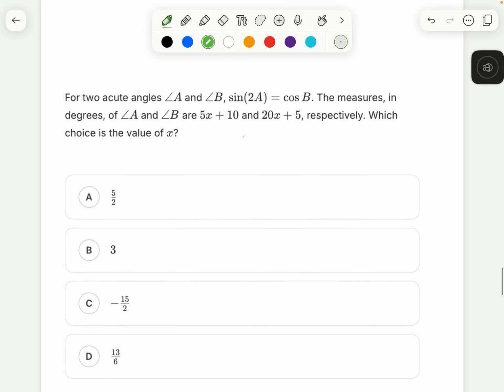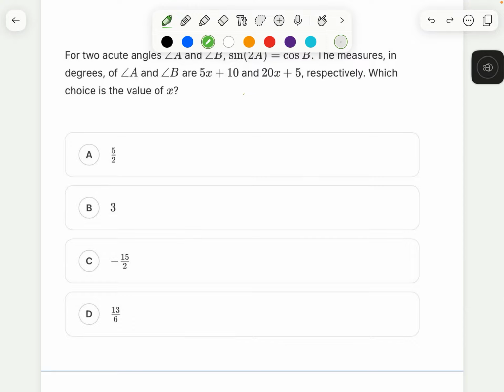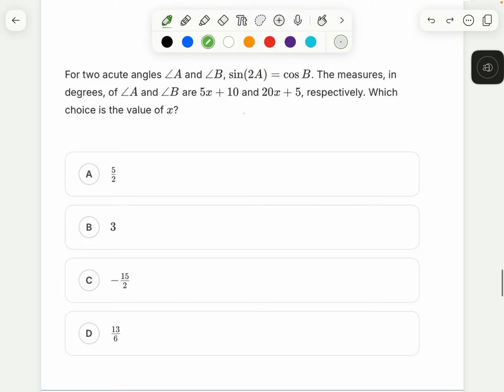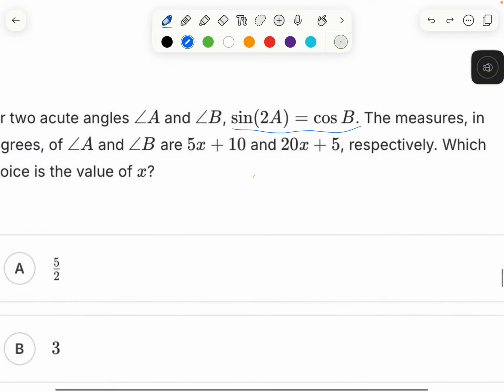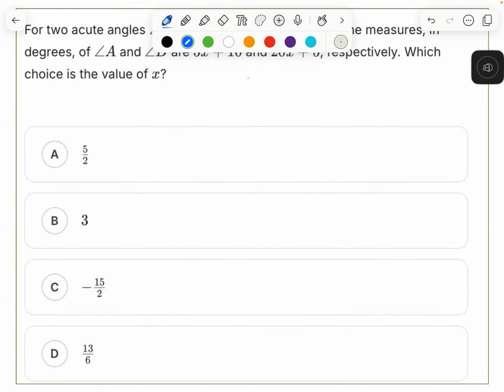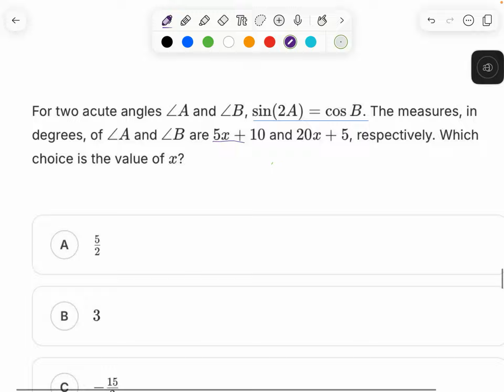Okay, so here we have two acute angles, angle A and angle B, where sine of 2A equals cos of B. The measures of angle A and angle B are 5x plus 10 and 20x plus 5. Which of these answer choices is the value of x? Right away, I'm noticing one key thing, which is this equation. And we also know that the measures of angle A and B are given here. So we have those two values.